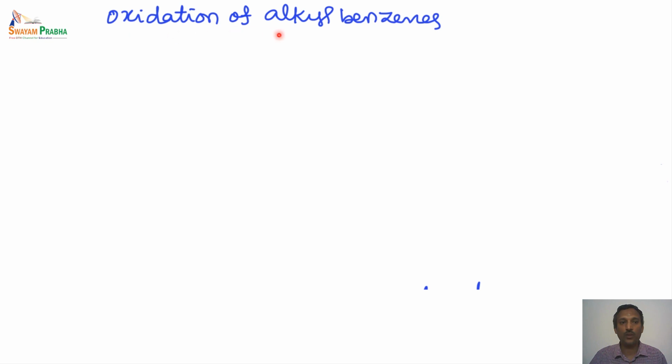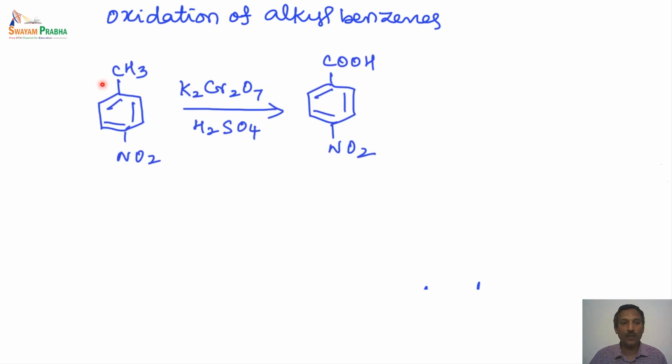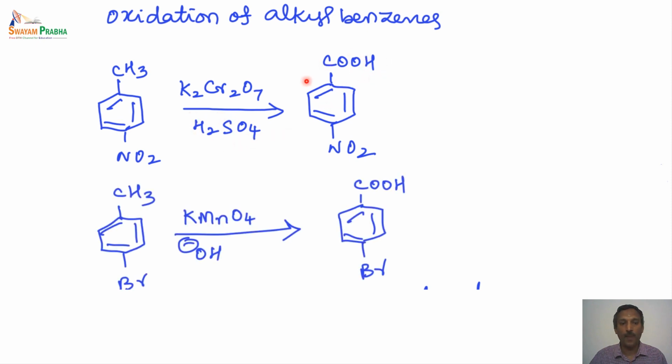So next, let us look at oxidation of alkyl benzenes. Here we have a nitrotoluene which undergoes oxidation in the presence of potassium dichromate and sulfuric acid to give the corresponding carboxylic acid. And in the case of the bromo derivative, bromotoluene, potassium permanganate based oxidation in the presence of a base gives the corresponding carboxylic acids.